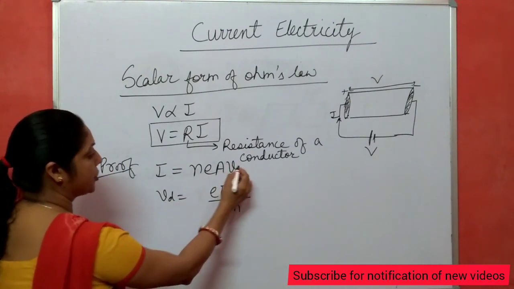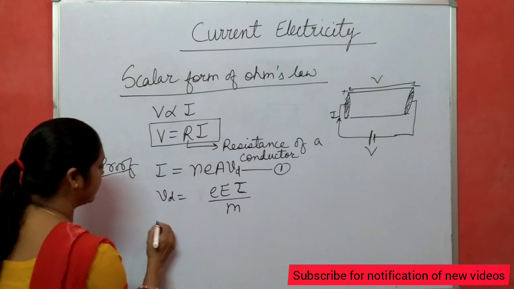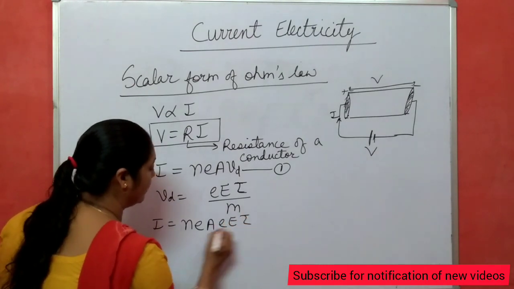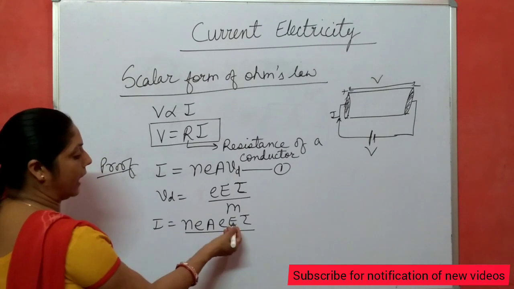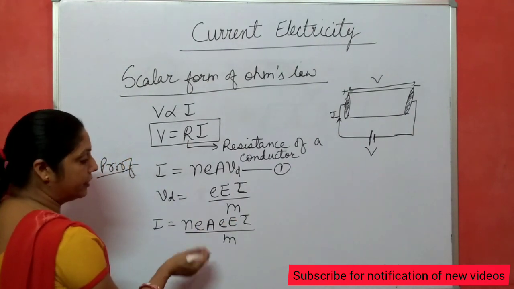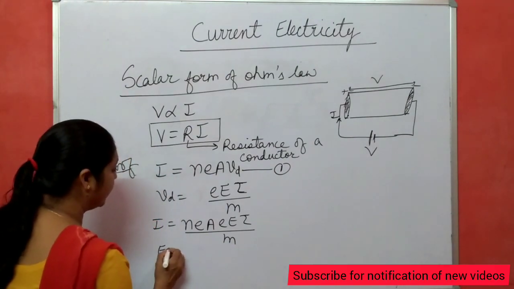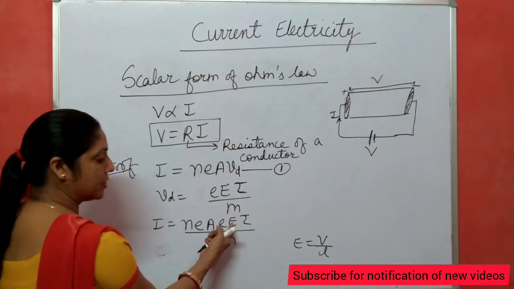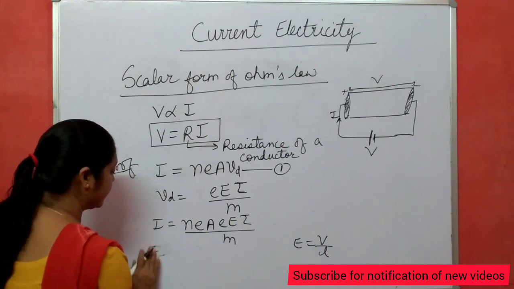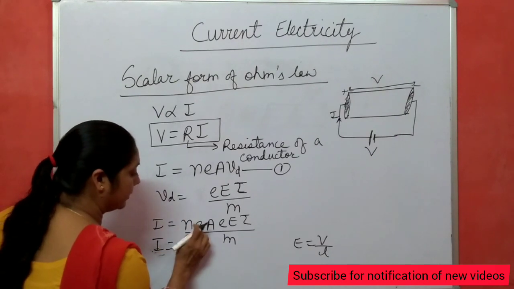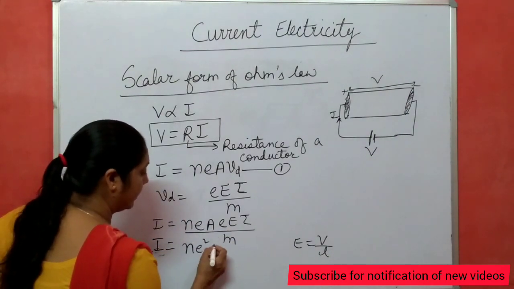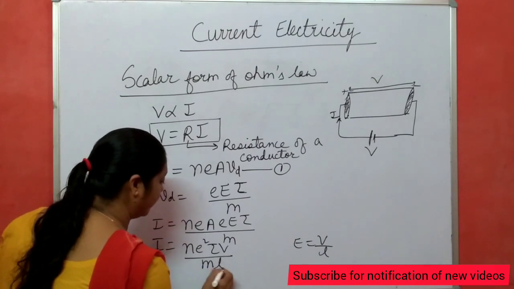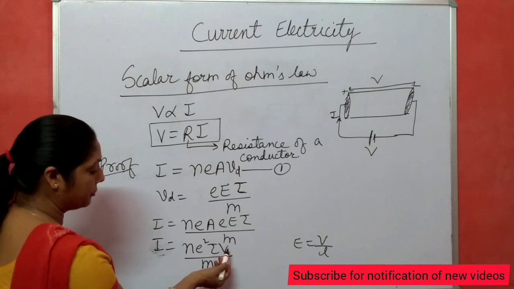When you put this value in this expression, I becomes equal to NEA, and in place of VD you write E tau by M. And you know the relation between E and V: E equals V by L. So in place of E, you write V by L. Then I becomes NE square tau V by ML.